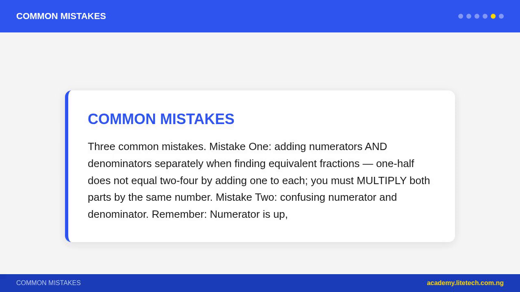Example 3, convert 2 and 4/7 to an improper fraction. Multiply whole number by denominator, 2 times 7 equals 14. Add numerator, 14 plus 4 equals 18. Place over denominator, 18/7. Answer, 18/7.